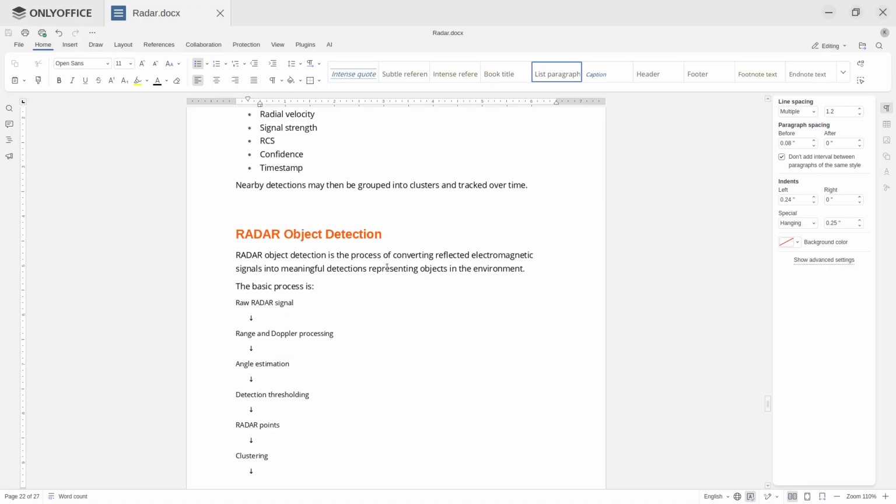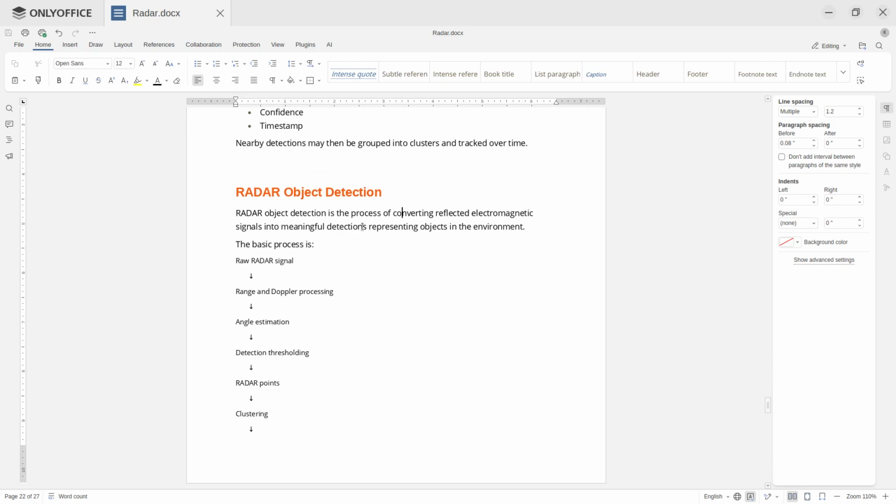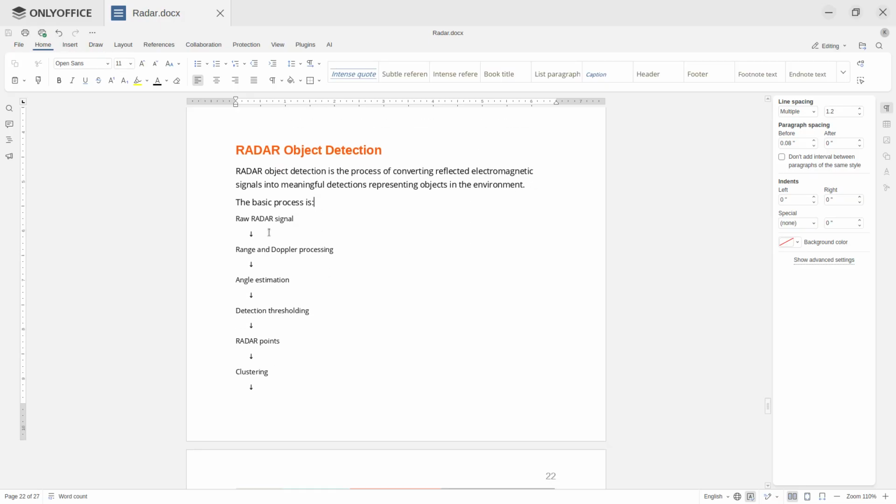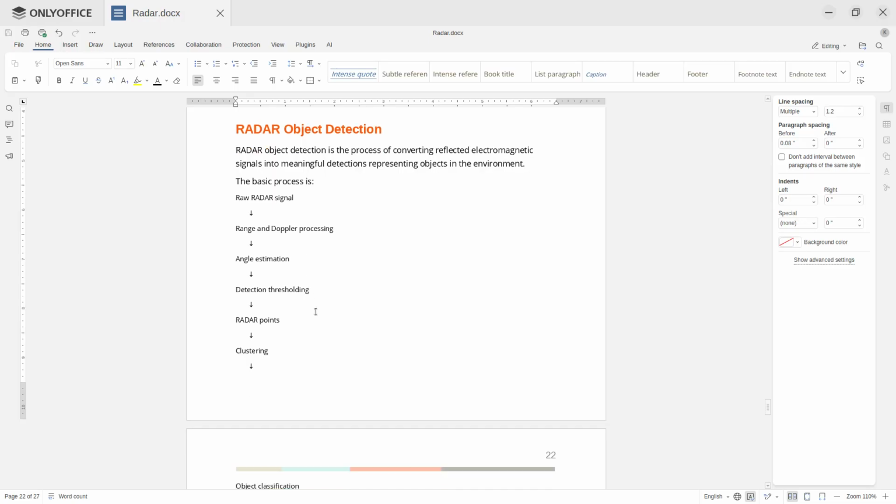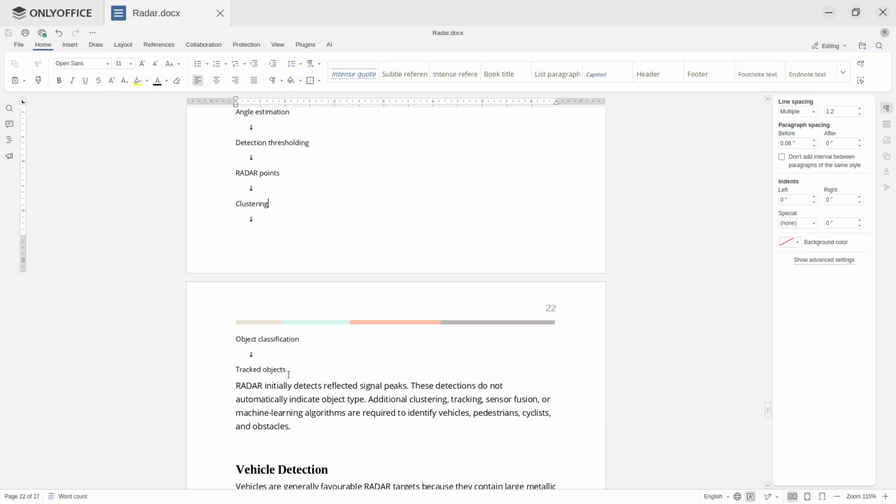Now let's talk about radar object detection. Radar object detection is the process of converting reflected electromagnetic signals into meaningful detections representing objects in the environment. The basic process is raw radar signal, range and Doppler processing, angle estimation, detection, thresholding, radar points, clustering, object classification, tracked objects.